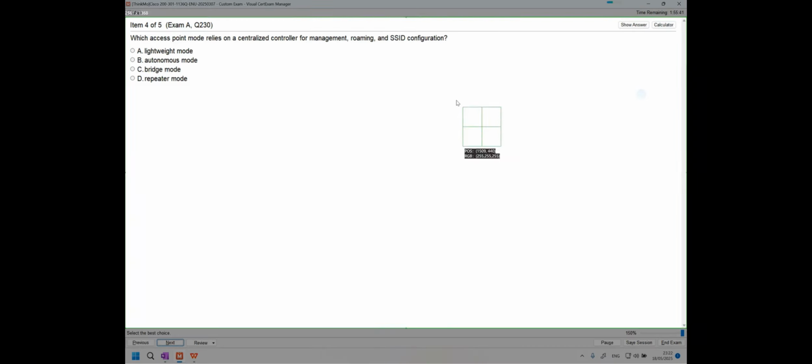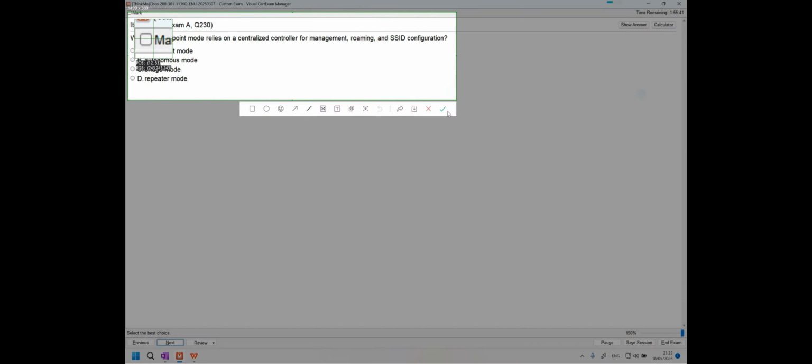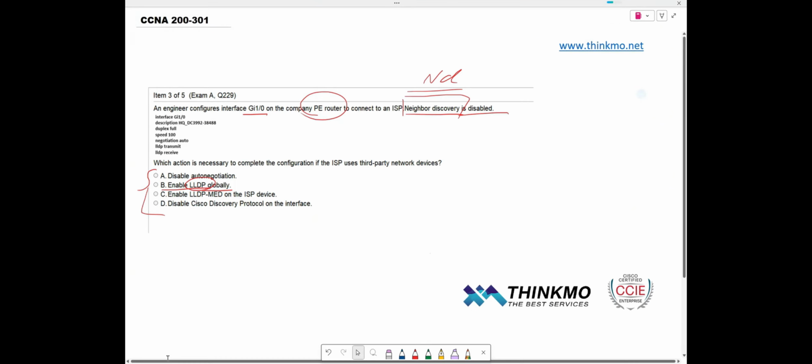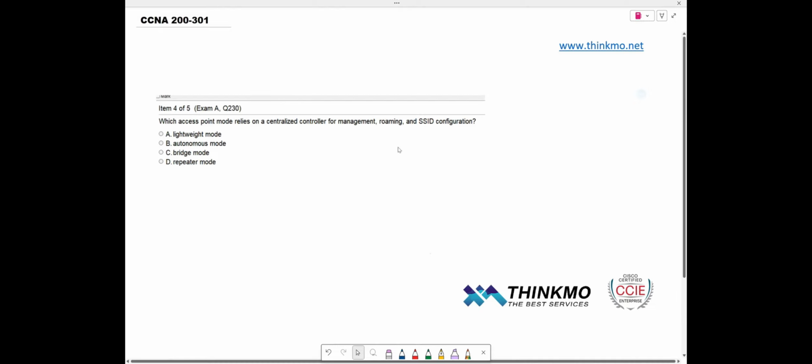Alright, question 4. For question 4, it asks which type of access point, meaning which specific mode or configuration of access point is being referred to depends on what exactly. In other words, what particular factors or conditions determine the choice of access point mode in this context. This centralized control, that is, control and management.